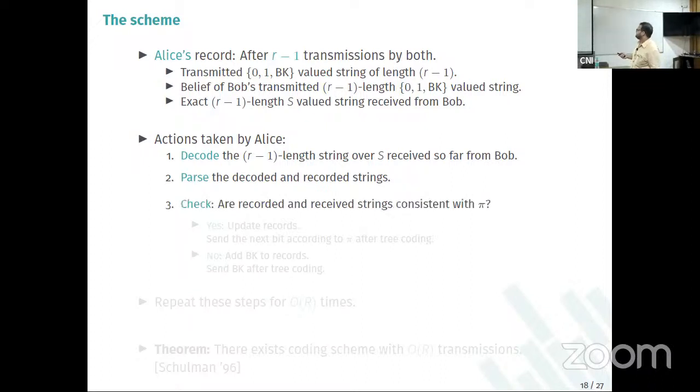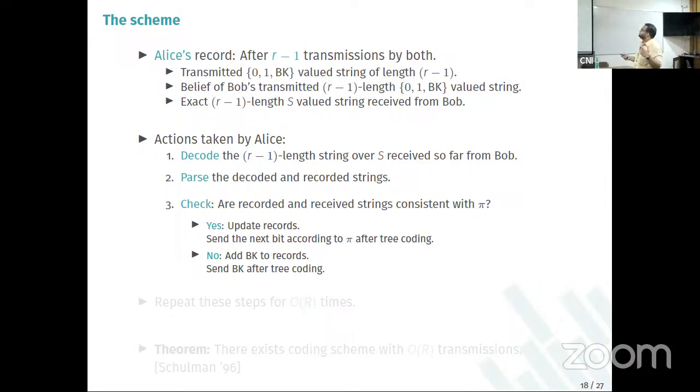And then you check whether these strings are consistent with pi, in the sense of whether your freshest belief agrees with your already existing belief, and whether your transmissions, based on what you believe is Bob's string, agree according to pi, right? Because depending on what Bob's string is, you would have transmitted something accordingly. And check whether that agrees. If yes, then you update the records and you're supposed to send the next information bit. Okay? If no, then you need to rewind your records by one step, and you would also want to send the other party a rewind.